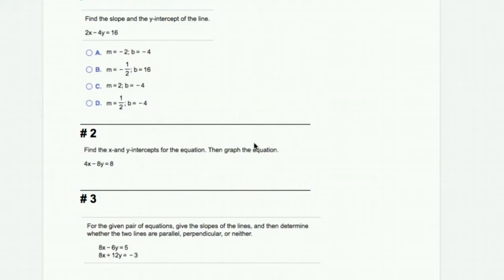All right. So here are the three math questions that we would use to demonstrate in this virtual tutoring session. The first question has to do with the slope and the y-intercept of the line 2x minus 4y equal to 16. And we have four options that we're going to pick the right option. The second question has to do with the x and the y-intercept of an equation, and we're going to graph it. And the third final question is about a given pair of equations, trying to find the slopes of the lines and determine whether the two lines are parallel, perpendicular, or neither. So now let's tackle this question.